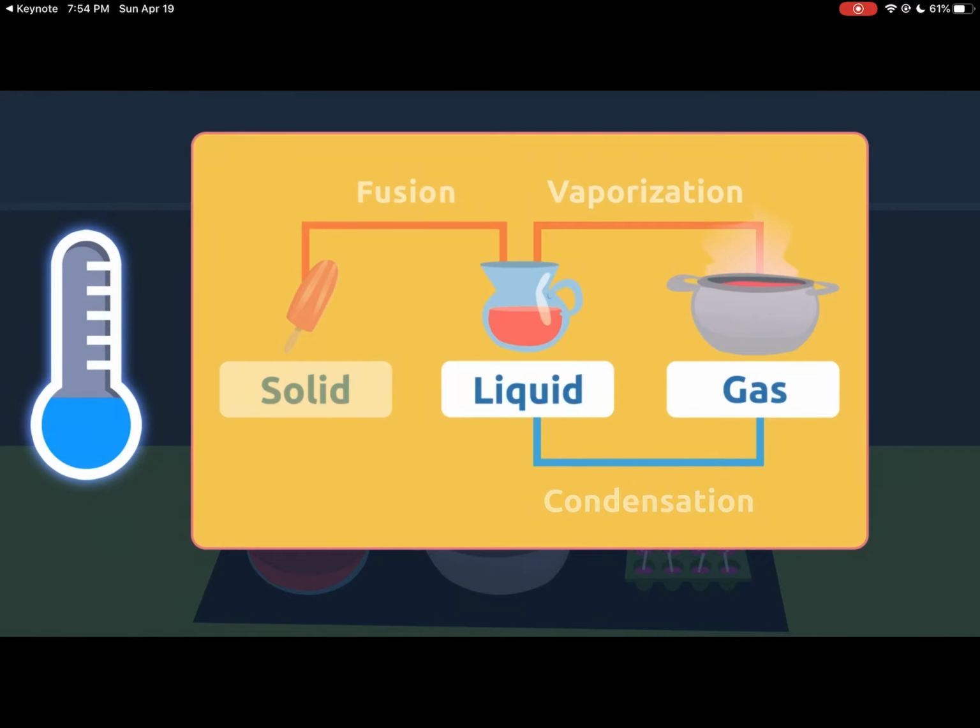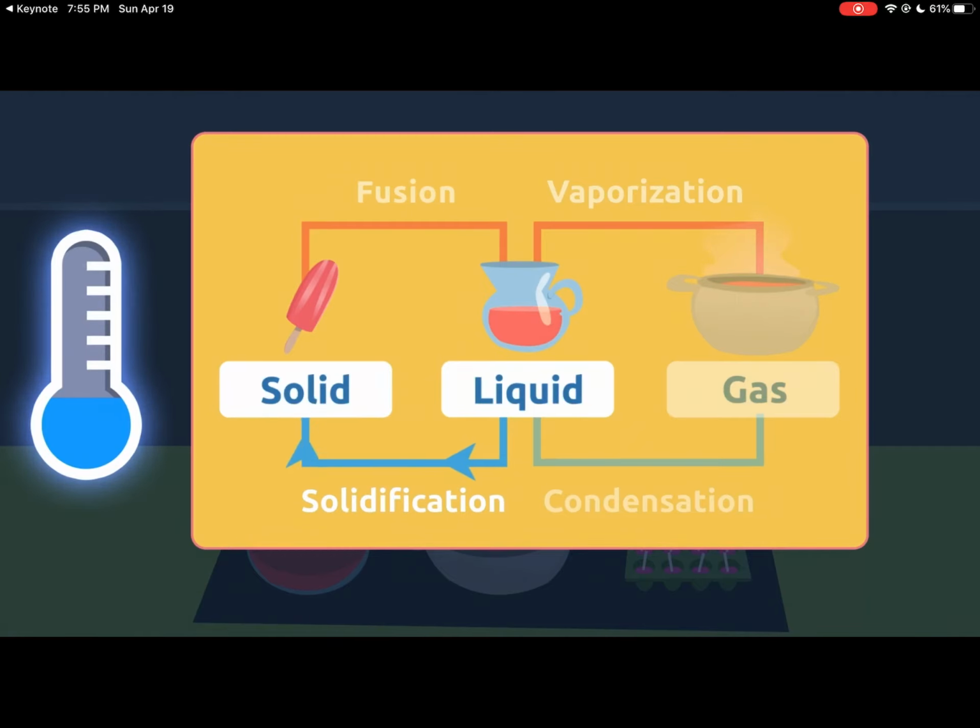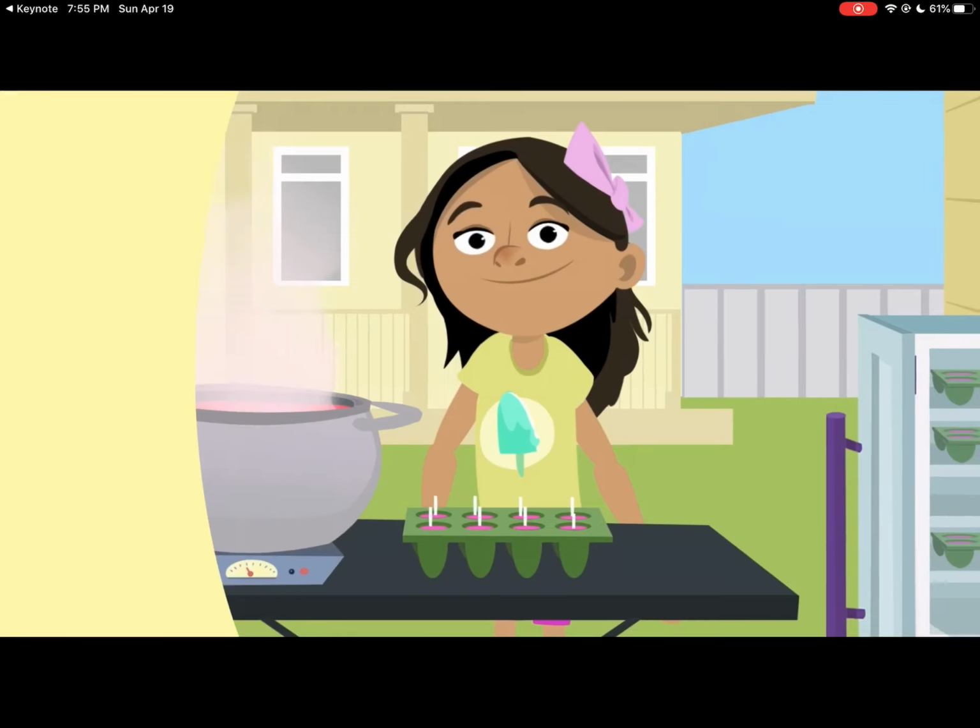If we freeze liquid matter, it will become a solid. This process is called solidification.